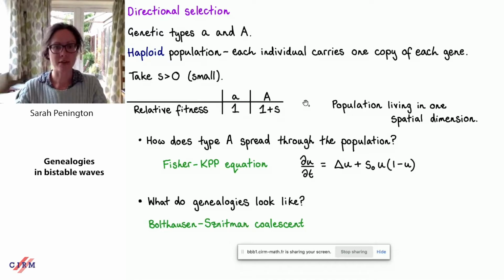So the first is, how does the advantageous type capital A spread in space through the population? So maybe the most natural way to model the population would be to use a deterministic PDE, the Fisher-KPP equation. So here u of t and x represents the proportion of type capital A in the population.